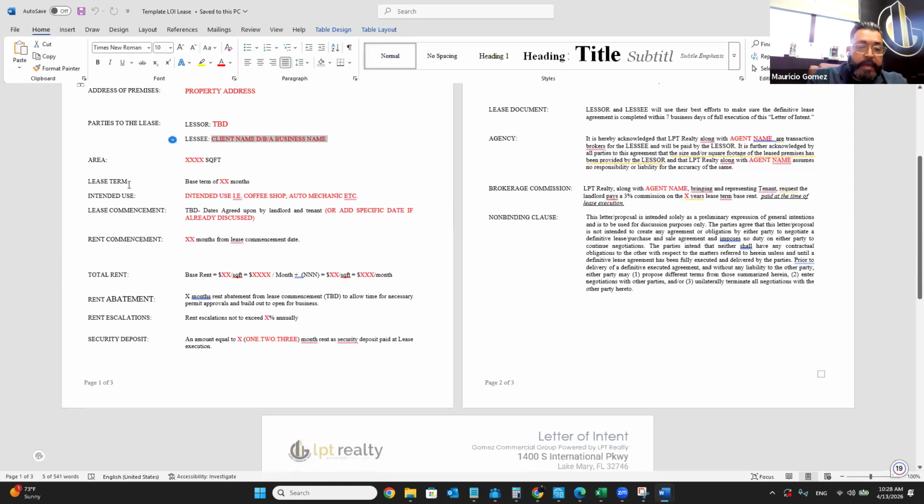The lease term. In commercial real estate, leases can be anywhere between 3 to 5 years, sometimes 10 or more, depending on the business, depending on the location.